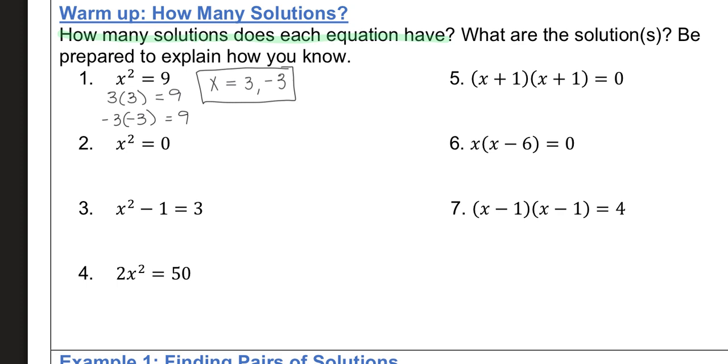For number 2, we're looking for a number that we can multiply by itself to give us 0. So here there's only one option. The only way to get 0 is if we do 0 times 0. So here x has to equal 0, okay? And that's because we're talking about x squared, okay? So remember, x squared is x times x, so we have to be using the same number in both of those places. That's why we can only do 0 times 0, okay?